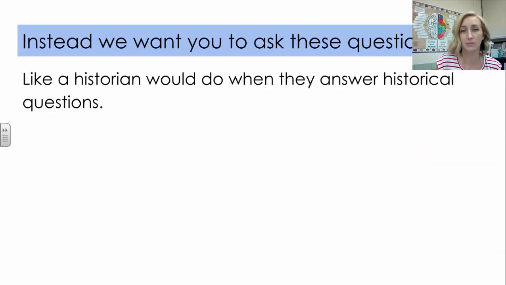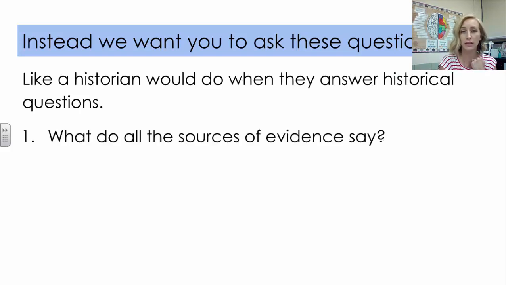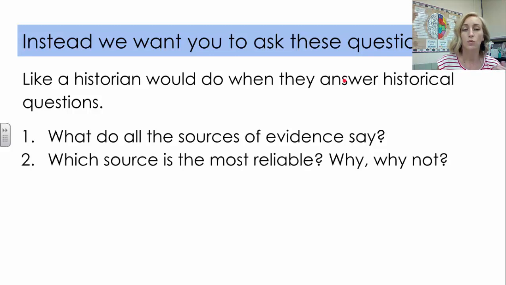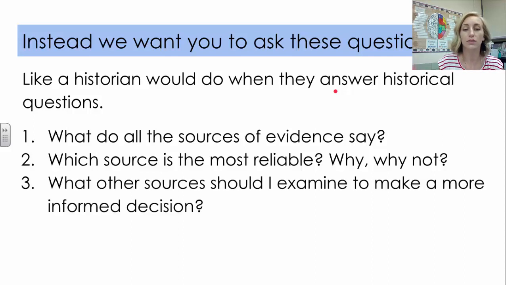Instead, we want you to ask these types of questions like a historian would do when they answer historical questions. So when they're looking at historical questions, they're going to ask, what do all of the sources of evidence say? I don't want to look at just one. I don't want to read just one news article. I want to look at multiple resources. Which source is the most reliable? Why or why not? So understanding what makes a source reliable and being able to decipher what's good and what's not. And finally, what other sources should I examine to make a more informed decision? Should I only look from one news outlet in the morning when I'm looking at what's going on in the world today? Or should I look at multiple?